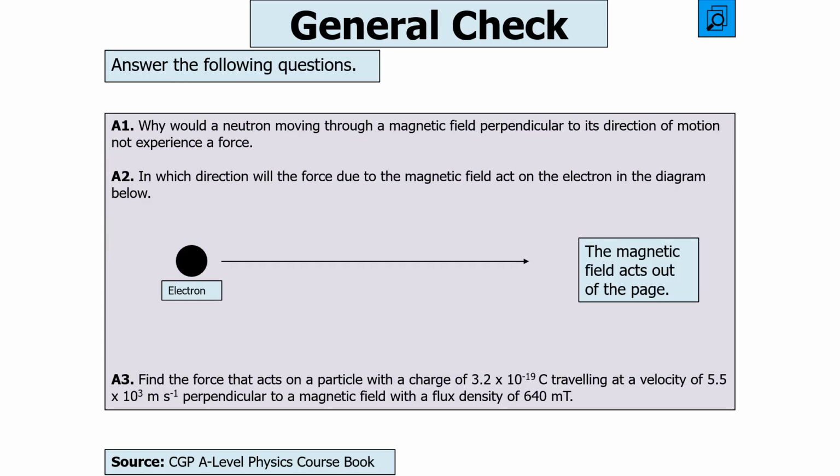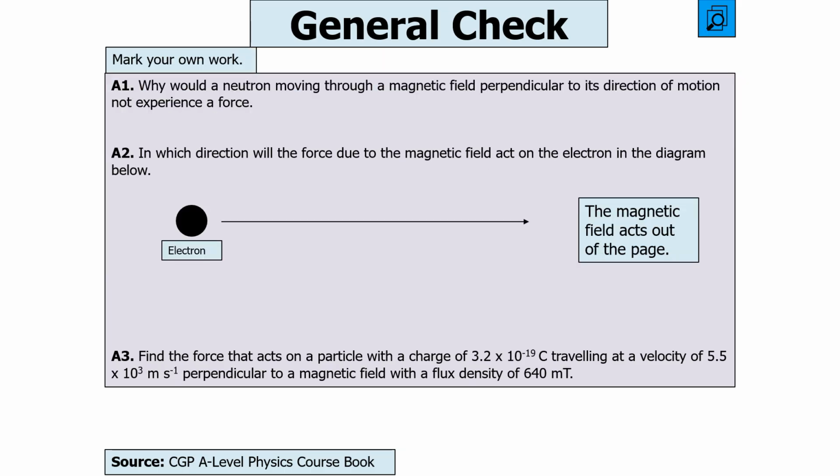Our next question says, why would a neutron moving through a magnetic field perpendicular to its direction of motion not experience a force? Then for question 2, in which direction will the force due to the magnetic field act on the electron in this diagram? And then finally, find the force that acts on a particle with a charge of 3.2 times 10 to the minus 19 coulombs travelling at a velocity of 5.5 times 10 to the 3 meters per second perpendicular to a magnetic field of flux density 640 milliteslas. Pause the video now, then unpause the video when you want to go through your answer.